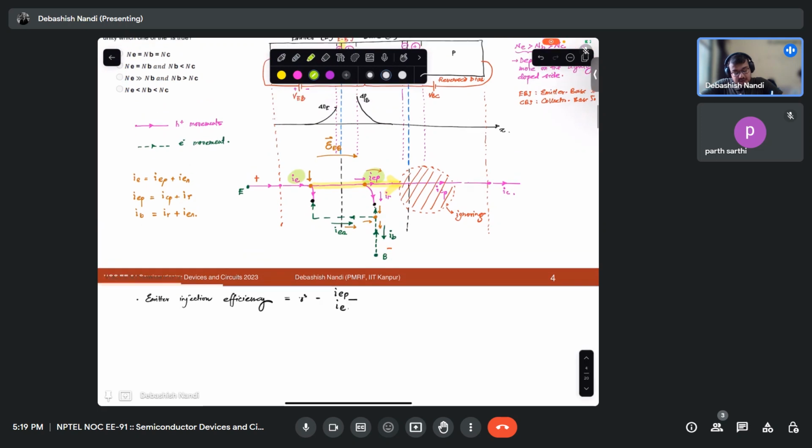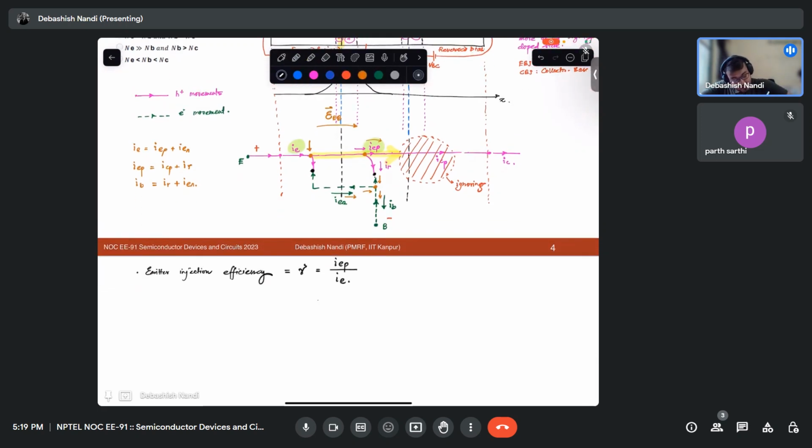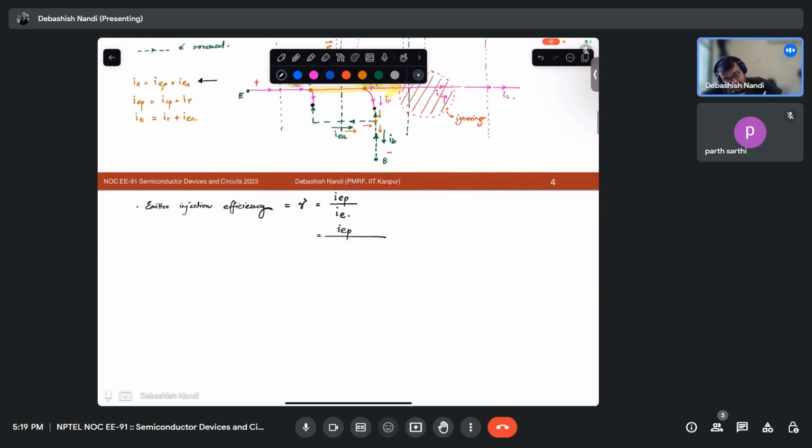Now, let me do another step and then ask you. This will be IEP, and from this equation we can write that IE equals IEP plus IEN. Fine. Now can you tell me what type of current this is? You can unmute and tell me. How many types of current do you know that flow in a semiconductor?